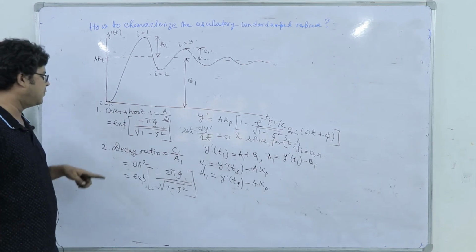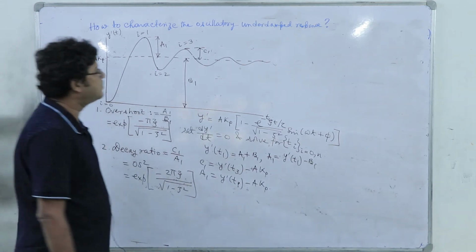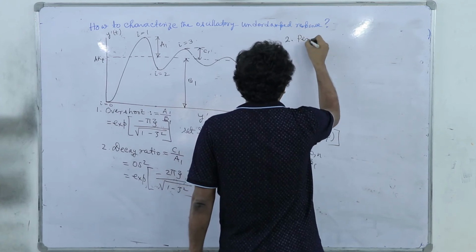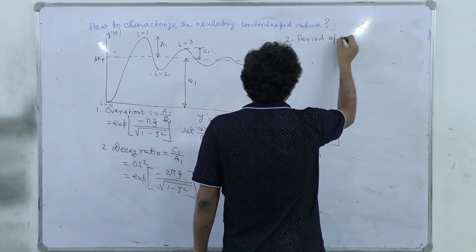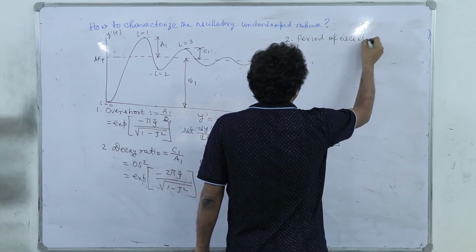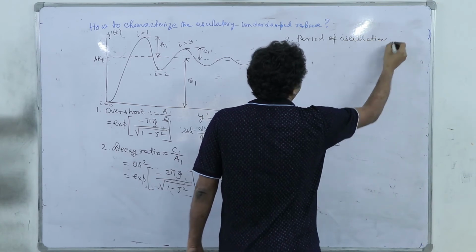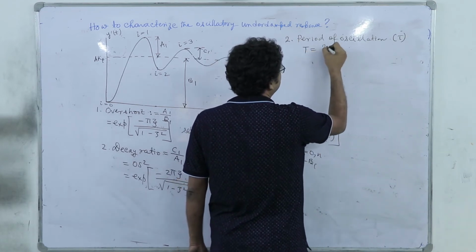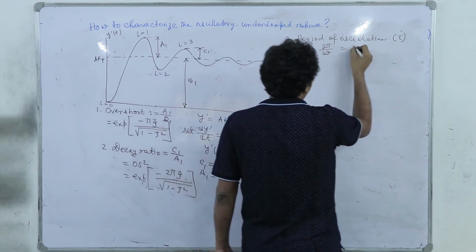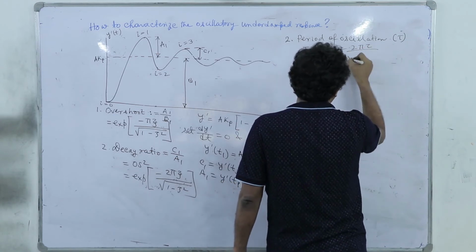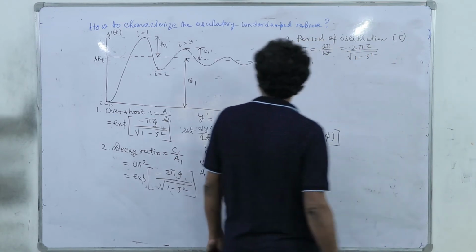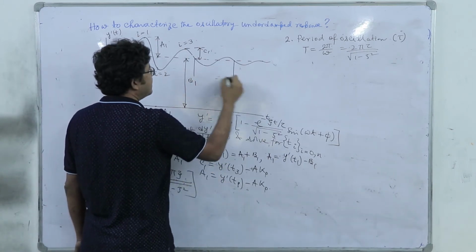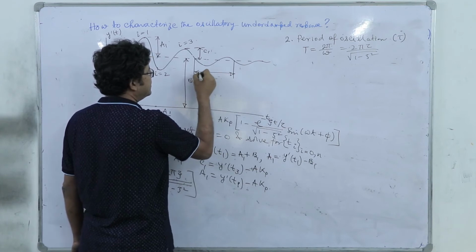So, the first one is overshoot, the second one is decay ratio. The third one is the period of oscillation, T. And what is that? T is equal to 2 pi by omega. So, 2 pi tau divided by under root of 1 minus zeta square. So, what is the period of oscillation? This is the period of oscillation.